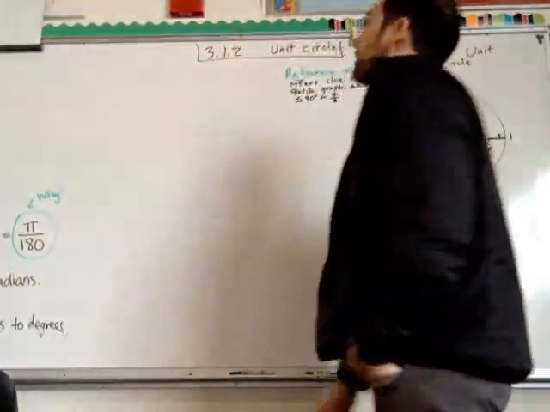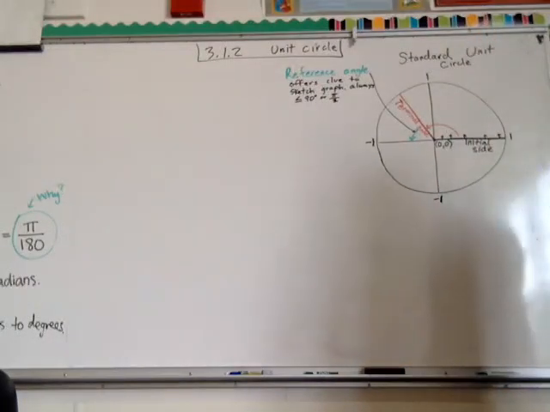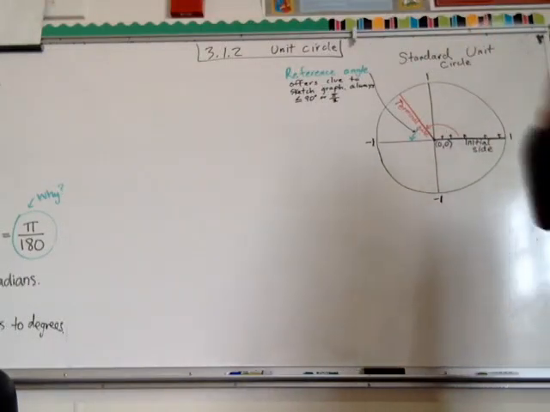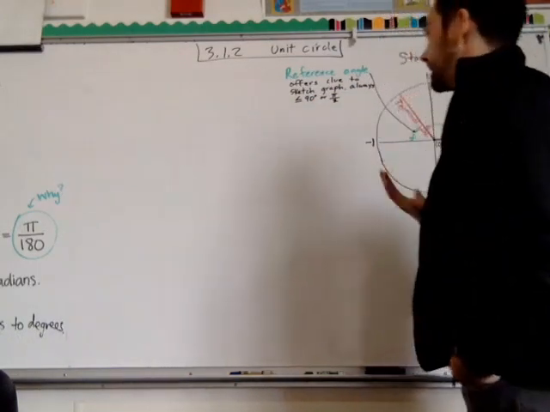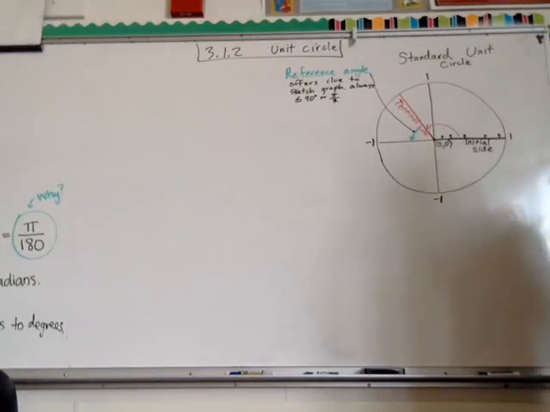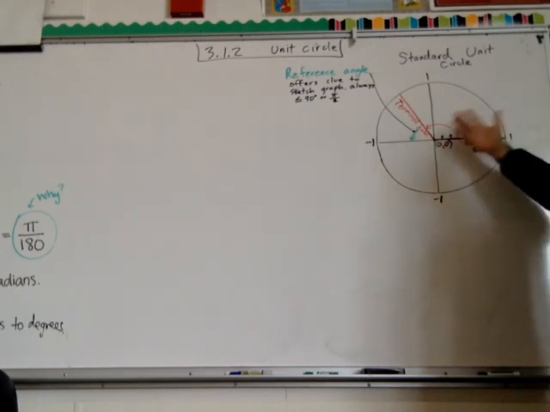Right, this is 3.1.2, looking at the unit circle. So this pretty much piggybacks off of what we did yesterday at 3.1.1, just remembering and reminding ourselves of what radian measures are. So a lot of that applies here. The unit circle is a really specific situation we set up.